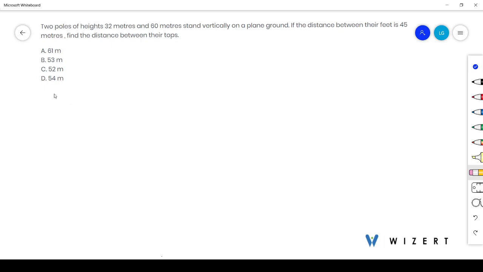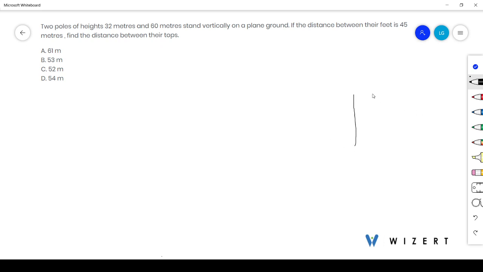Our question is, two poles of heights 32 meters and 60 meters stand vertically on a plain ground. If the distance between their feet is 45 meters, find the distance between their tops.